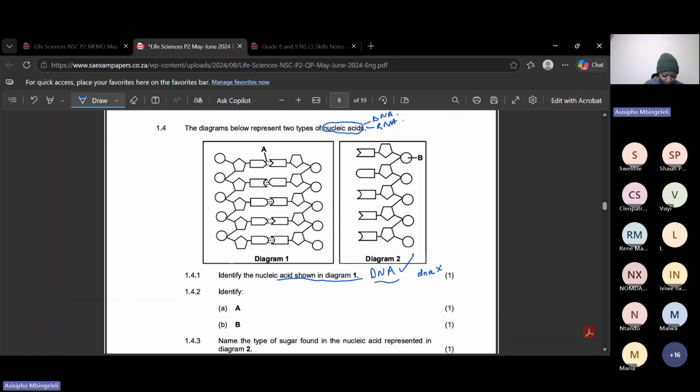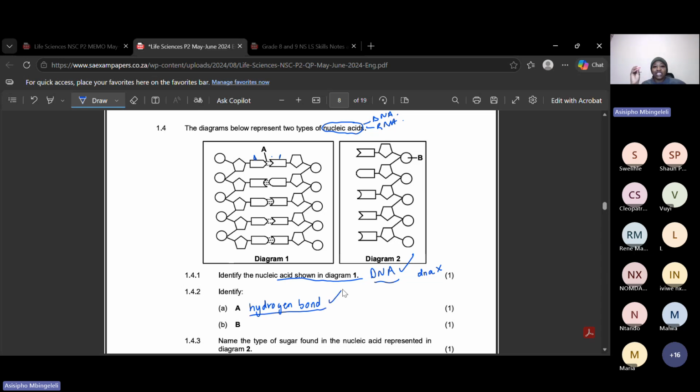And then question 1.4.2 says, identify A and B. A here is showing us the bonds. Those lines are showing us the bonds between the bases, because this will be a base and this will be another base. So A is your hydrogen bonds. In most notes, you will still get weak hydrogen bonds. That's correct. I think Swelihle also sent me a message about this today. So whether you say weak hydrogen bonds or hydrogen bonds, it doesn't matter whether you include the word weak or not. We're not going to penalize you. But the word that we are looking for is hydrogen bond.